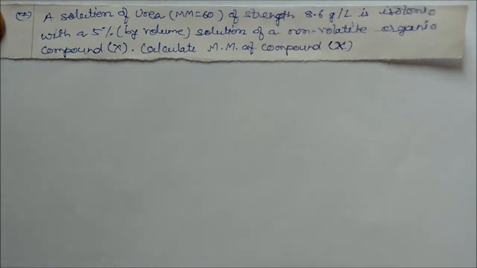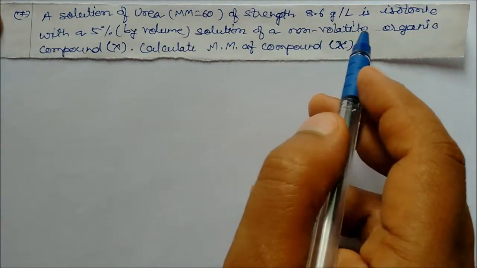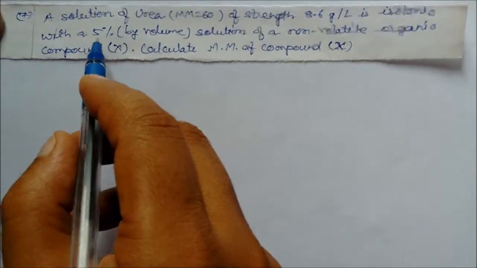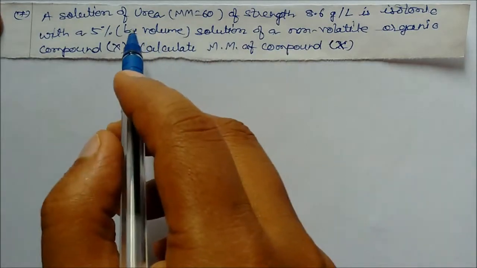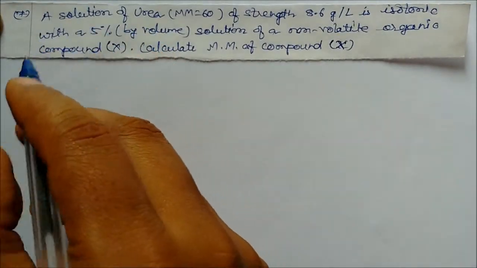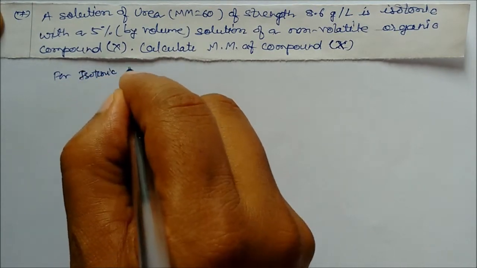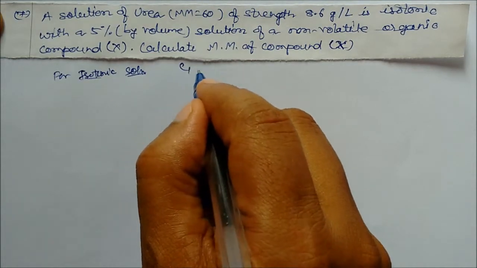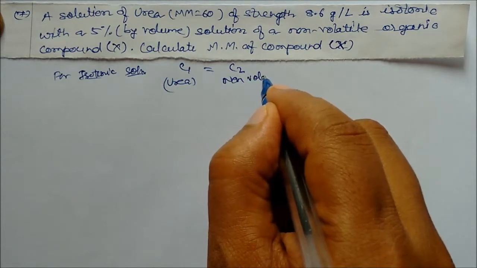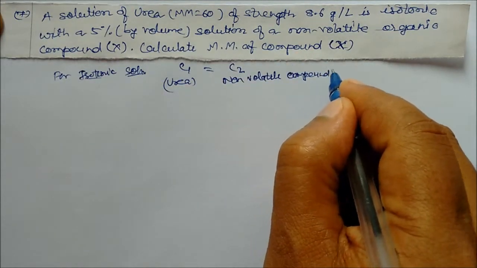A solution of urea of strength 8.6 gram per liter is isotonic with a 5% by volume solution of a non-volatile organic compound. So again, strength is given in gram per liter. It is isotonic, with 5% by volume, which is weight by ml. Isotonic means the concentration of urea is equal to the concentration of the non-volatile solution. So for isotonic solutions, we can say the concentration of urea is equal to the concentration of the non-volatile compound.